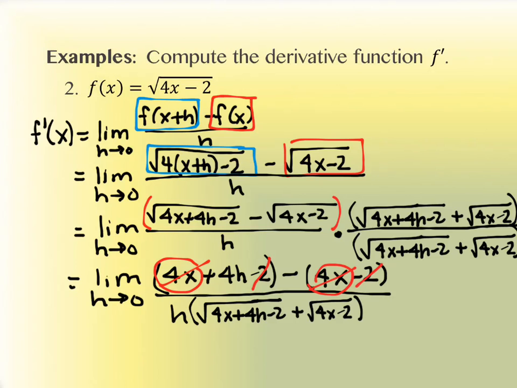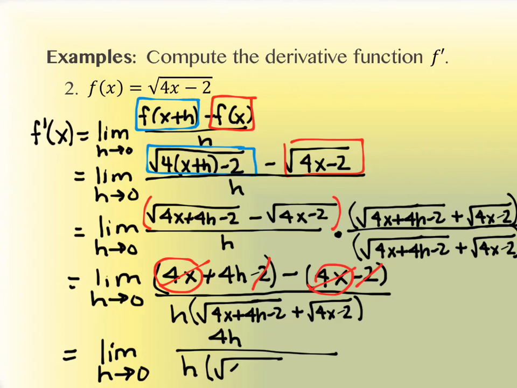So what is actually left in the numerator? 4h, and that's actually really good. It sounds like we're talking about livestock, 4h. So we have 4h on top. We have this h, square root of 4x plus 4h minus 2, plus the square root of 4x minus 2 on bottom. Now what? You can cancel the h's. I've got a numerator that says 4h, and I've got a factor in the denominator that's h. So these two h's divide, right? They reduce to the value of 1.